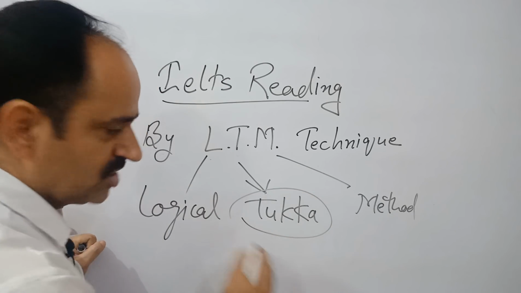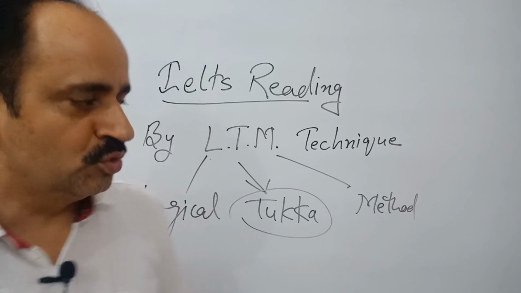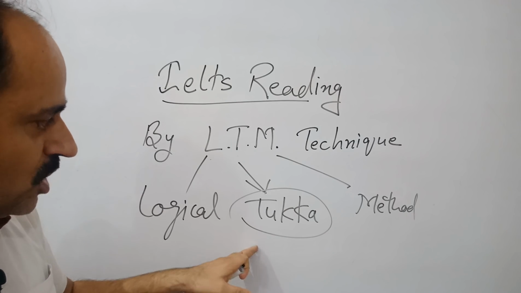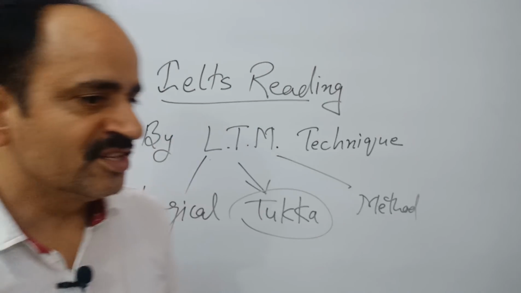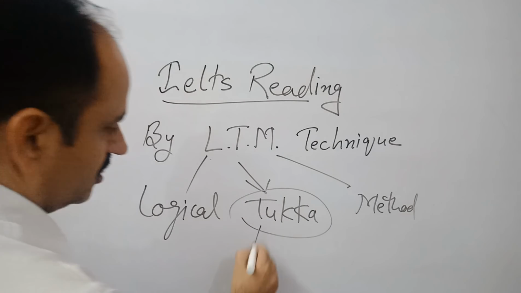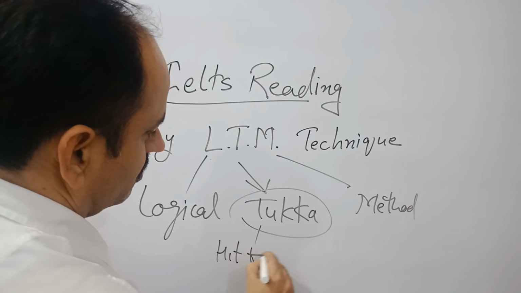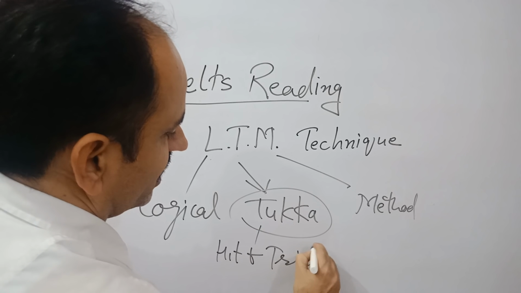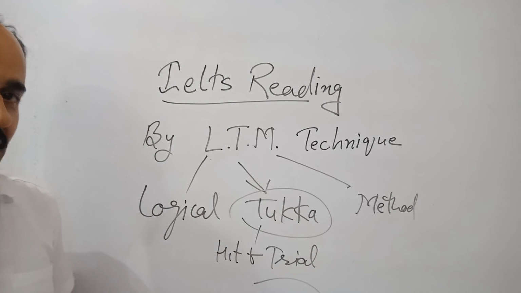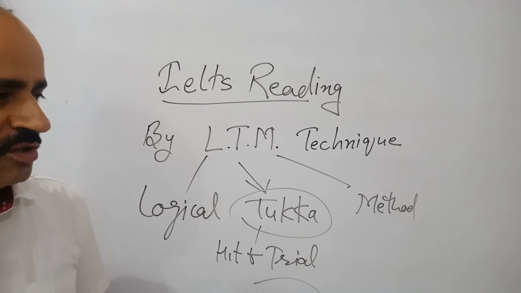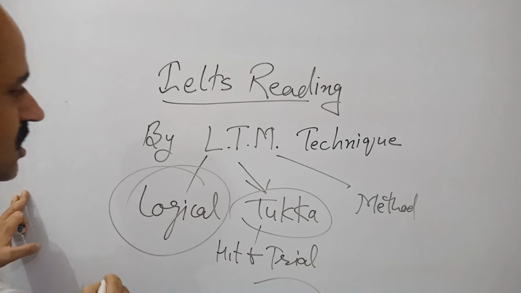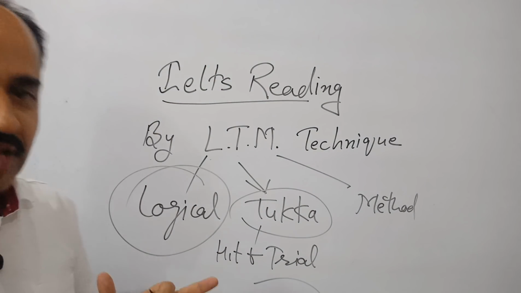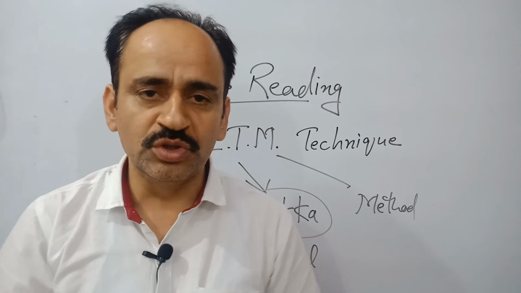Tukka here means Punjabi and Hindi students know what we mean by tukka, but for English people this word is not clear. So tukka means hit and trial method. This is hit and trial, or we can say gambling method, but with logics. It's not totally a blind game. This is guesswork but based on certain logics. So logical guesswork, I will teach you how to do this.